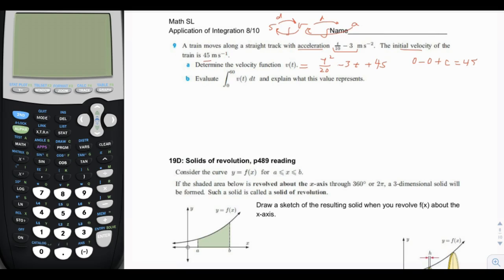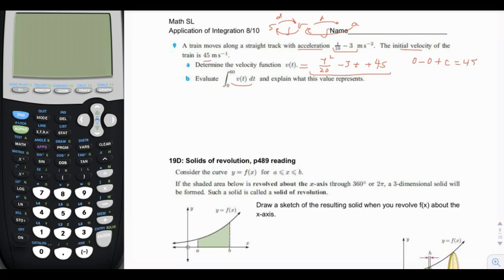Then it tells us to evaluate the integral of v of t dt from 0 to 60 and explain what this value represents. Well, the integral of velocity is basically the displacement, right? So we are finding the displacement. The only question is, are we finding the total displacement? Because if there's a direction change between 0 and 60, we need to divide it up into separate integrals. And so let's figure out first where the zero points are for the velocity function.